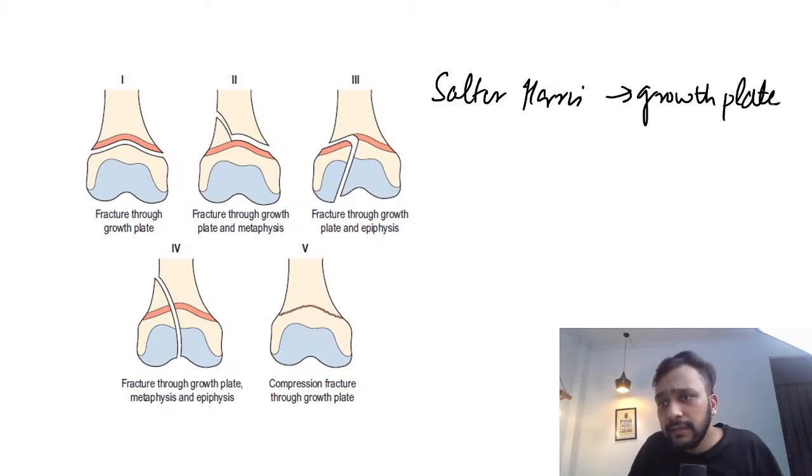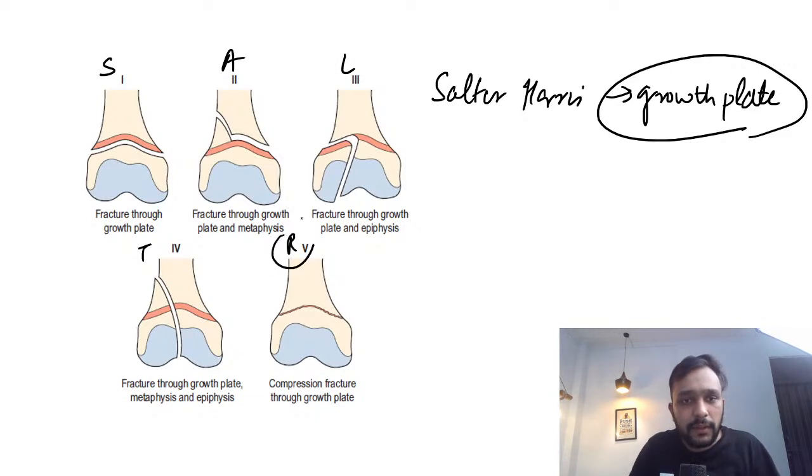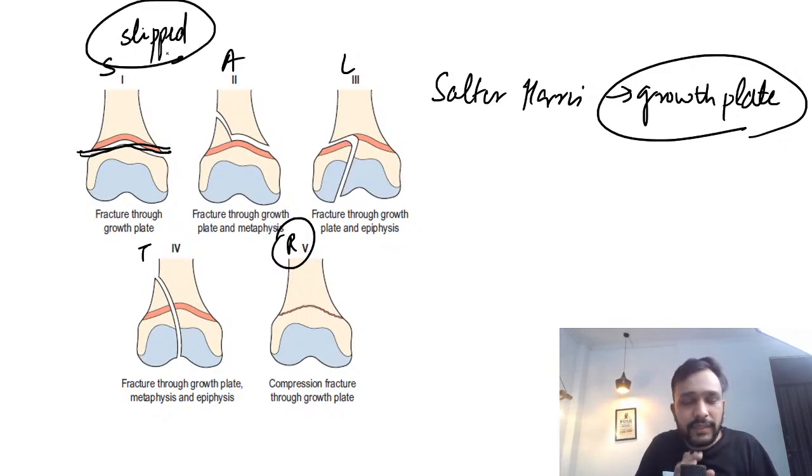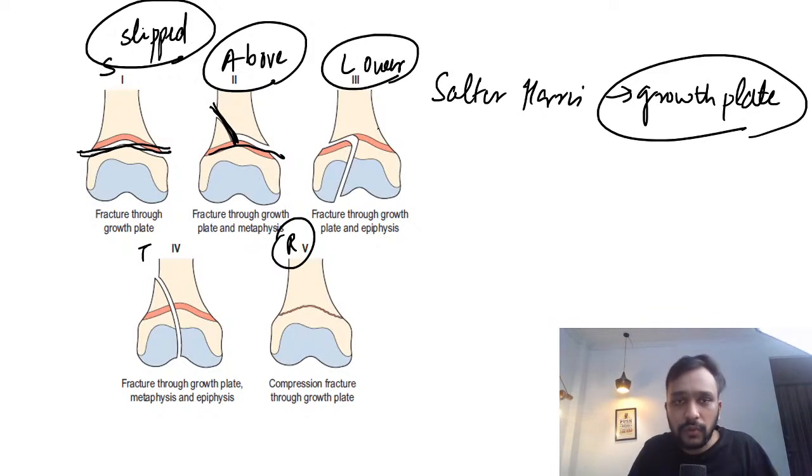There is a simple mnemonic with which you can remember the Salter-Harris classification. It stands for SALTR. S stands for a fracture involving just the growth plate, slip, that is slippage of the growth plate. So type one is a fracture involving just your growth plate. A stands for above, a fracture involving the growth plate plus the metaphysis. L stands for lower, which means there is a fracture involving the growth plate as well as a fracture passing through the epiphysis.